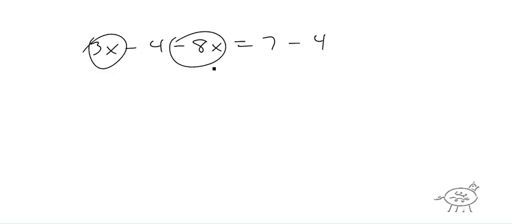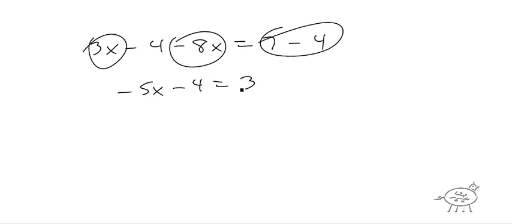3x minus 4 minus 8x equals 7 minus 4. Okay, well, combine like terms. So just be careful, that's negative 8x, right? So 3x minus 8x is negative 5x. Minus 4 equals 7 minus 4 is 3. Okay, that's really easy now. It's just like old problems.